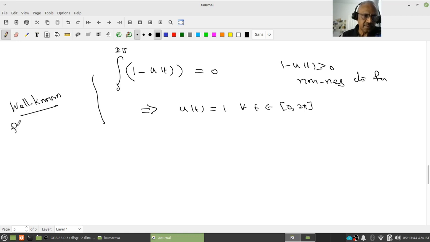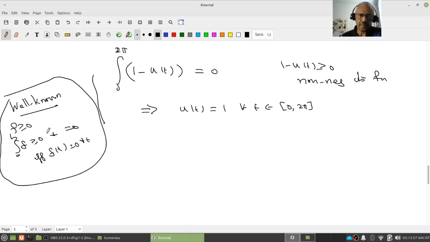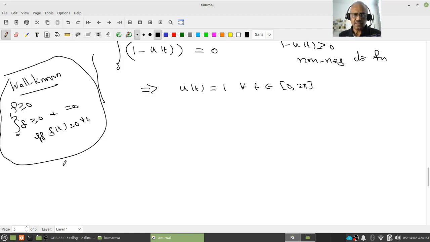So what is that? If f is non-negative, then the integral of f from a to b is greater than or equal to 0, and it is equal to 0 if and only if f of t is 0 for all t in the interval. This is the well-known result which I am using. You can read it from my real analysis book or from my linear algebra book, where I talk about inner product, etc. If time is there, I will also give a proof if you want, but this is well known. You understand that? Therefore u of t is 1.